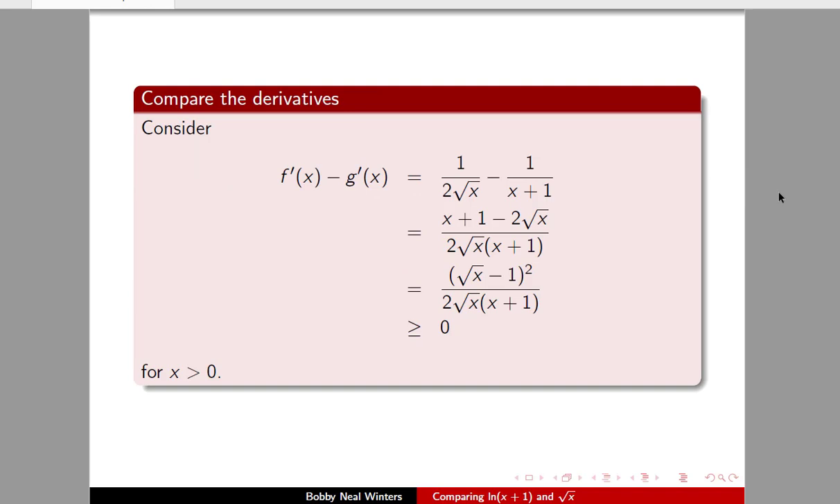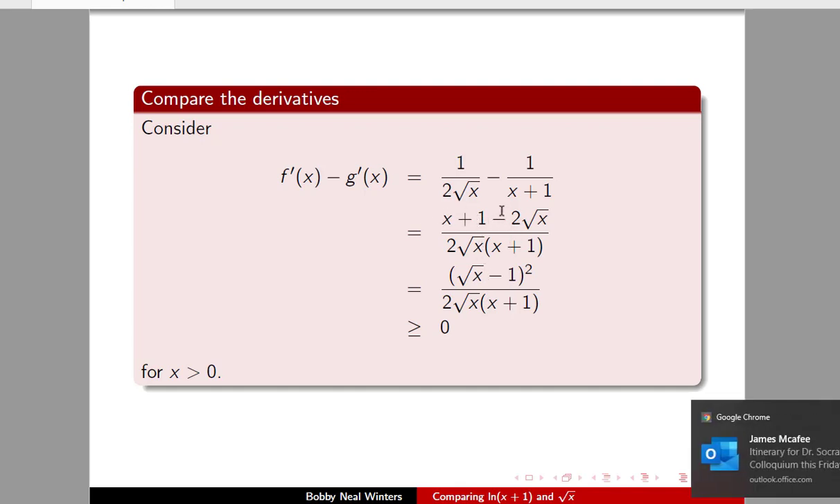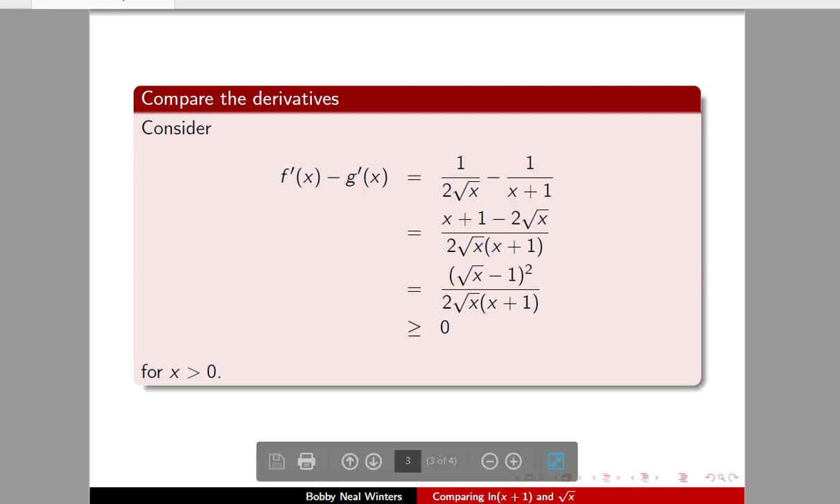Okay, now consider if we take g prime of x minus f prime of x. We do our algebra, and I thought this step was cool, the numerator is actually a perfect square, and so the numerator therefore is non-negative. The denominator is easily seen to be non-negative for values of x greater than 0, and so therefore f prime of x minus g prime of x is greater than or equal to 0.